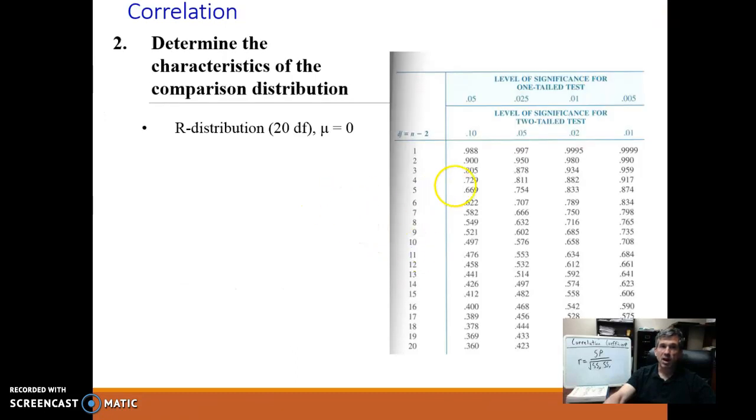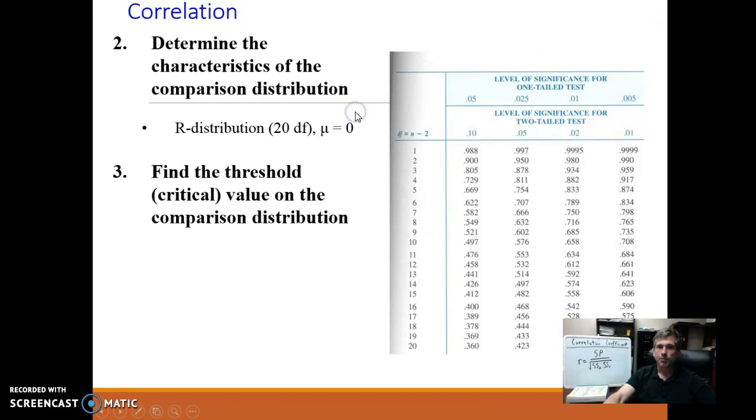Step 2, determine the characteristics of the comparison distribution. We have an R distribution with 20 degrees of freedom. How did I get that? Well, there's 22 people in the study, and I subtracted 2. And the mean of that distribution of R's, that distribution of correlations, is 0. So again, the mean rho is 0. So we're just providing shape and mean here.